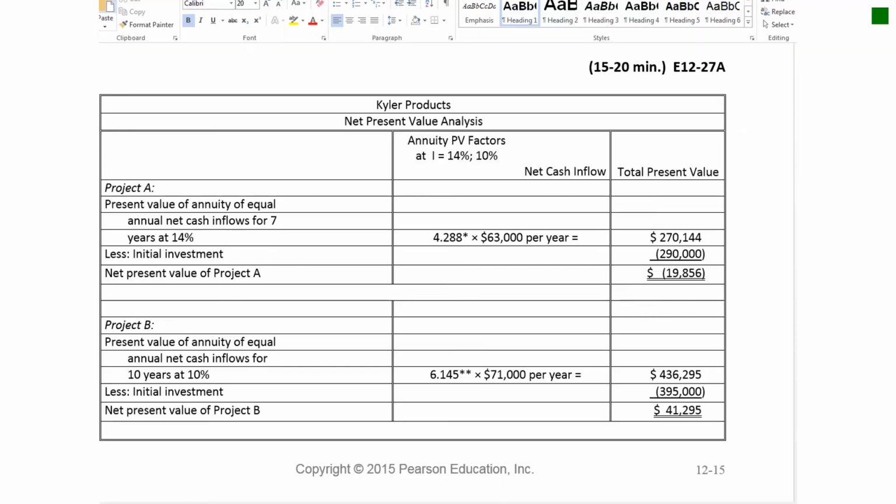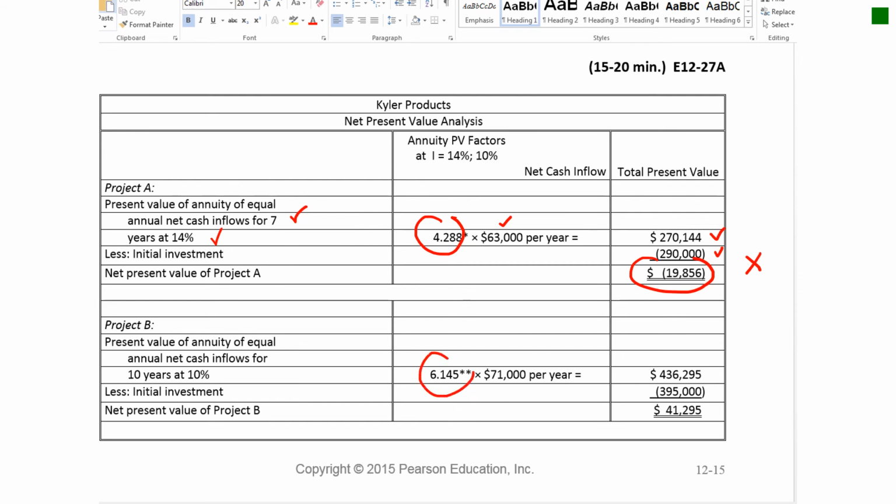So you'll note on project A, once you use n is equal to 7 and i is equal to 14%, here's your table factor. Multiplied by the cash flows, you get 270,144. You net that with the initial investment. Notice you get a negative NPV. That is less than 0, so that's not very good.